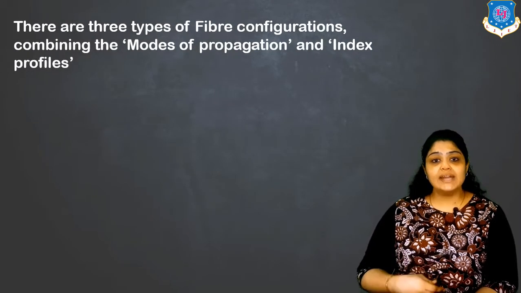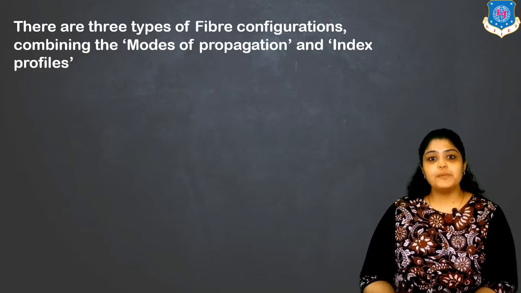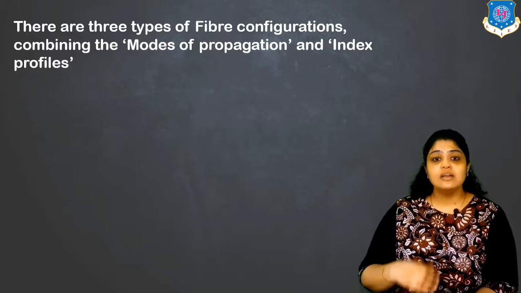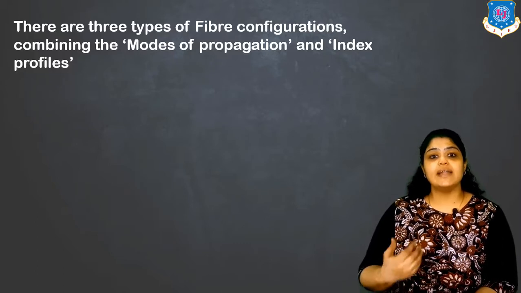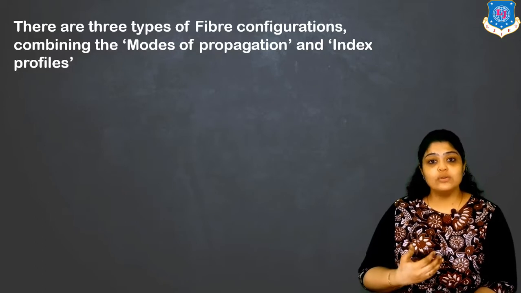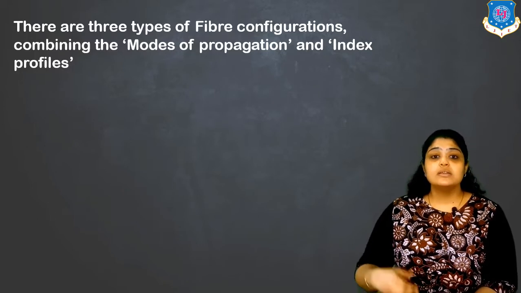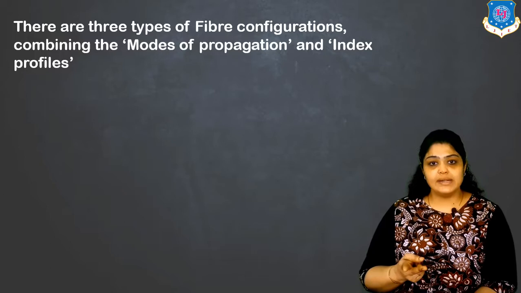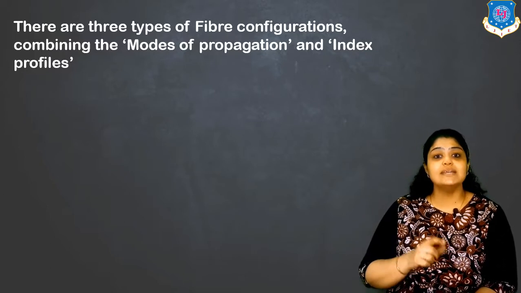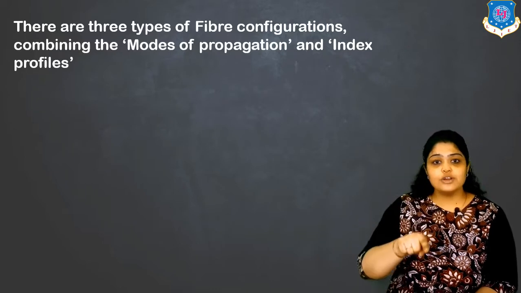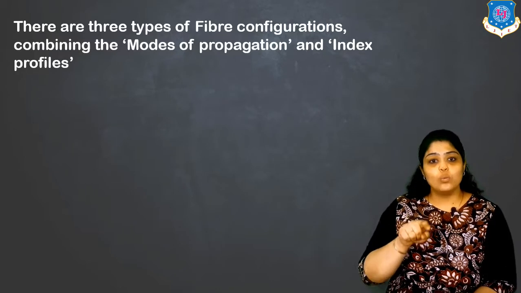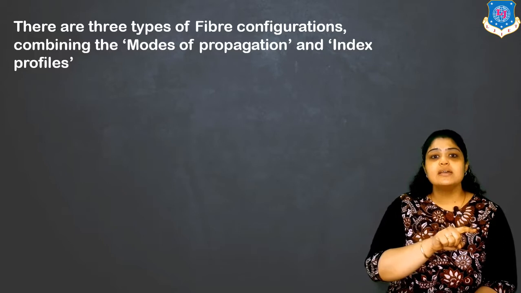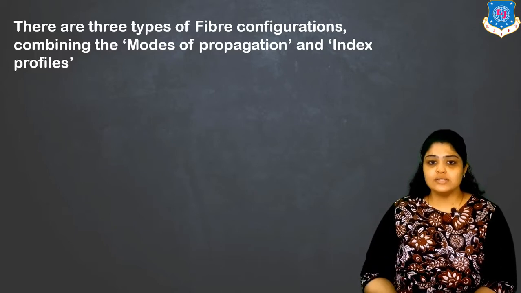They are obtained by combining the modes of propagation as well as the index profile. What do you mean by the modes of propagation? It is the different paths that light follows to travel down the cable. So there are two types, single mode and multi-mode. Then you have index profile. What is index profile? It is a graph of variation of refractive index along the y-axis, that is the vertical axis, and distance of fiber along the horizontal axis.